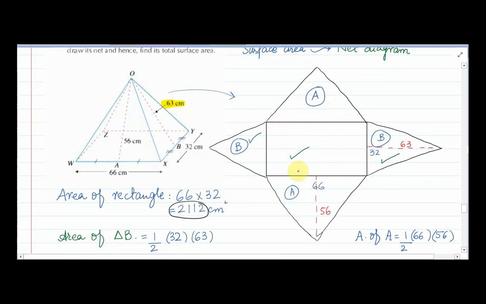If the base is a square, that means all 4 triangles are same. If the base is a rectangle, that means opposite triangles are same. And if the base is triangular, that means all 4 triangles hopefully will be different, right? So first we draw the net of the pyramid, then we find out the area of all these shapes and add them together to find out the total surface area.